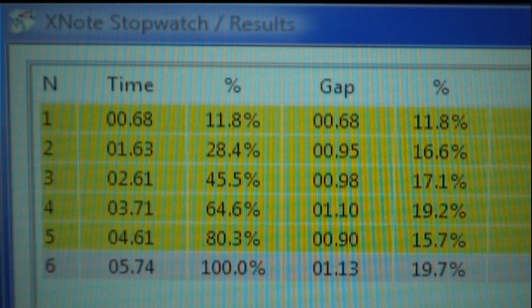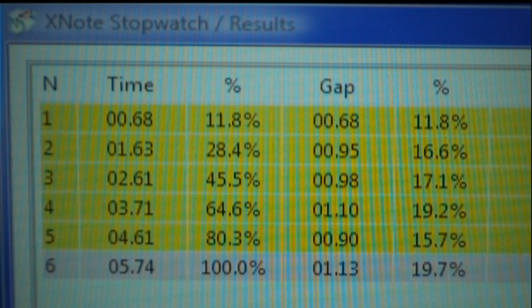And so we have 0.68 at the first, 1.63 at the second, 2.61 at the third, 3.71 at the fourth, and 4.61 seconds at the fifth, and at the final mark we have 5.74 seconds, which was the total elapsed time. So each one of those figures represents a portion of the total elapsed time. Okay, and the third column of the percentage figure is the same thing, but shown in a percentage format. So the final, of course, would be 100%.